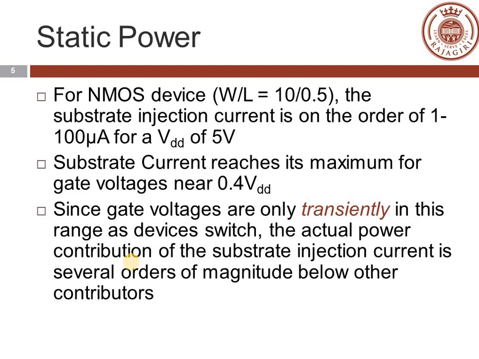So when we switch from high to low or from low to high, in that transition region we are having only a very narrow region. Only in that particular region we are having this large substrate current. Even though that contributes to static power dissipation, the duration of that static power dissipation is very less. So this component of static power, that is static power due to substrate current, is several orders of magnitude below compared to other contributions.